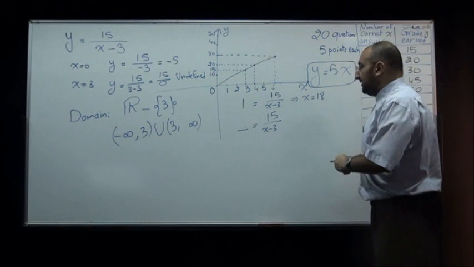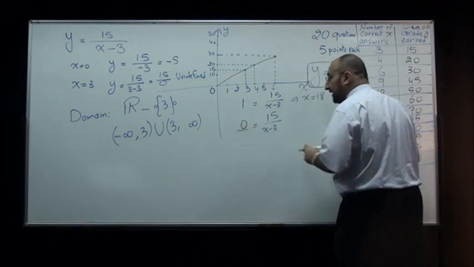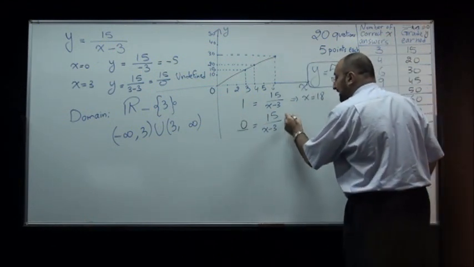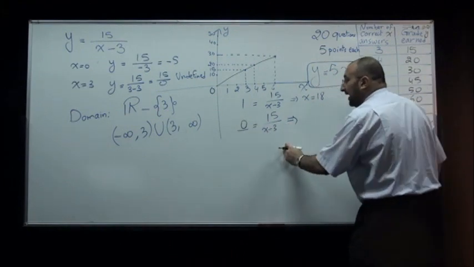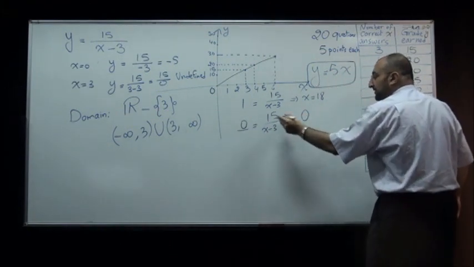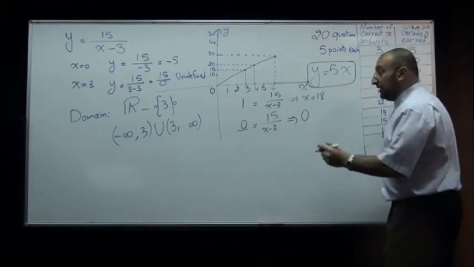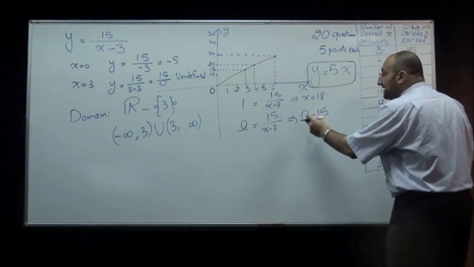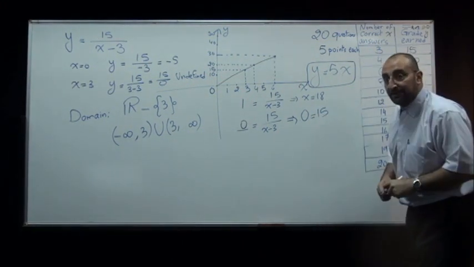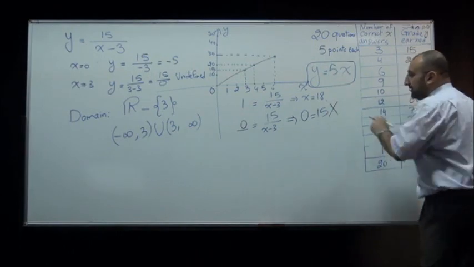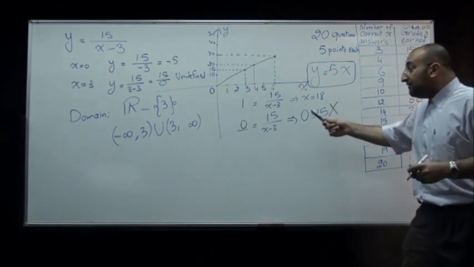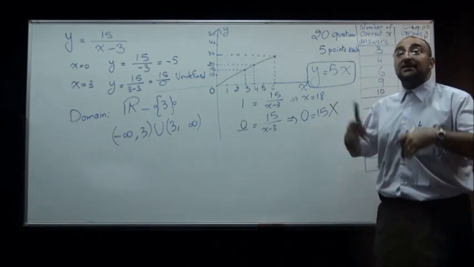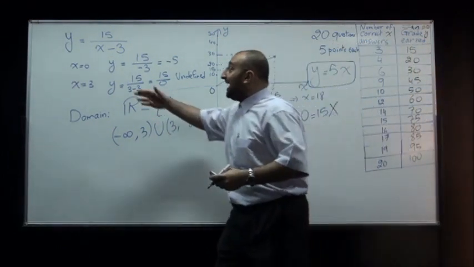That is correct. If you had put a 0 over here, then what happens is, if you cross multiply, you're going to get 0 times x minus 3, which is 0, equal to 15. Is this a correct mathematical statement? Of course not. So the numerical value y equals 0 is impossible no matter what x is.